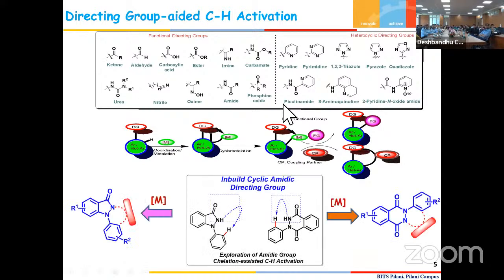We started our journey on these two systems 5 years back in 2018, where we wanted to explore the impact of the inbuilt cyclic amide present in indazolones and phthalazinones towards accomplishing functionalization or annulation on these two systems.